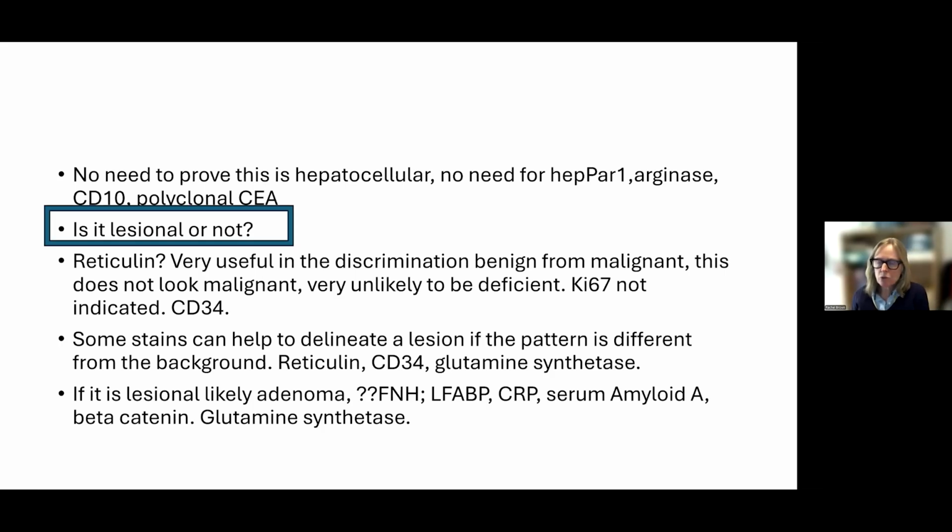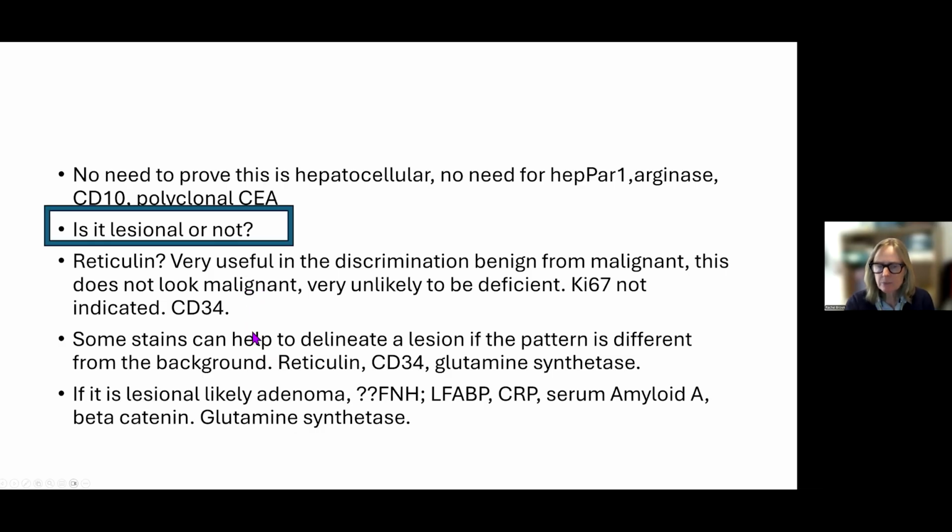So in terms of what else you might do, the kind of additional stains that might go through your mind to perform, reticulin, super useful in the discrimination of benign from malignant. Really, there aren't features concerning for malignancy, I wouldn't say, in this particular case, so it's very unlikely to be deficient. It may have utility lower down, I'm going to discuss in a minute, but other things, Ki67, this is going to have a low proliferation fraction, isn't it? I don't think that's really going to help us. You might think about doing a CD34, but really, I don't think we've got malignancy in the differential diagnosis.